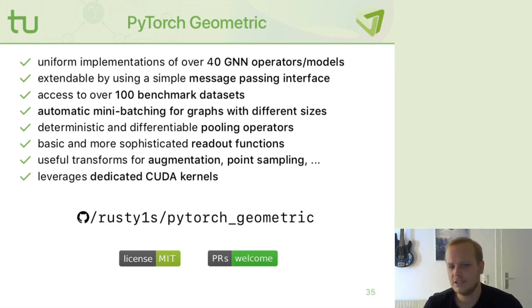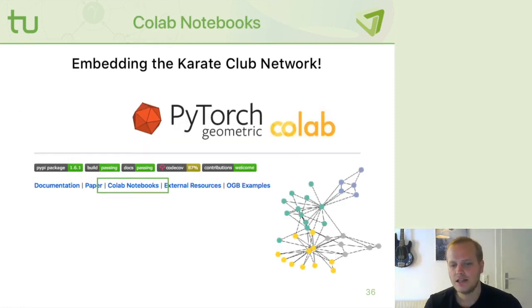So if you're interested in learning more about GNNs and applying them to your own problems, please feel free to check PyTorch Geometric out, which is fully open sourced on GitHub. I also recently added some Colab notebooks to PyTorch Geometric, which interactively introduce you to the library, and you can easily access them by visiting the PyTorch Geometric GitHub page. And as an example, I will now run through the first notebook together with you.